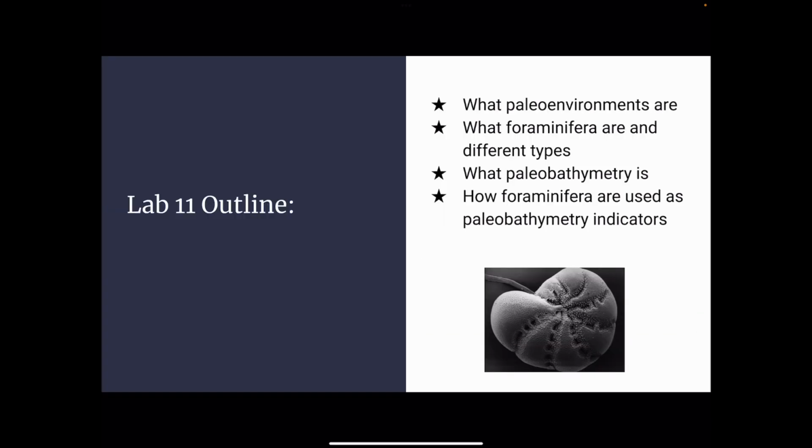So in this lab, you're going to be learning about what paleo environments are, what foraminifera are, or forams, and the different types, what paleobathymetry is, and how forams are used as paleobathymetry indicators. Remember, paleo means ancient, and bathymetry means depth of the ocean. So it's just how deep the oceans were at different times in Earth's history. And the type of forams that are present indicates how deep or shallow the oceans were. So we can use them as indicators.